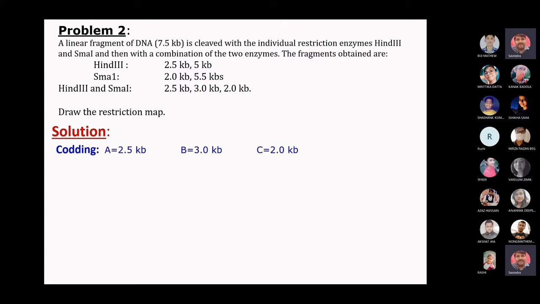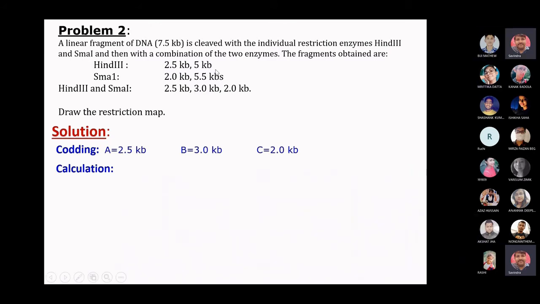Then what will be the next step? Calculation. And now आप मुझे बताएंगे. The first we will calculate from where we are getting this 2.5 kb. From where we will get this 2.5 kb? Which fragment will give us 2.5 kb?